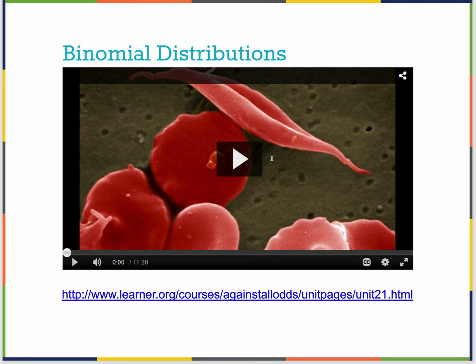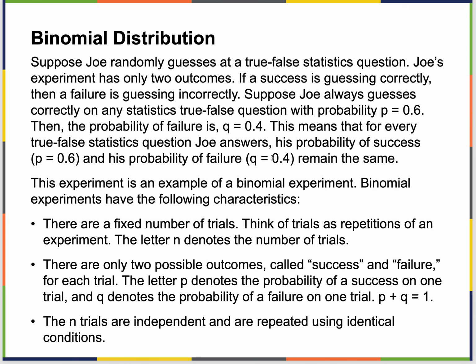So if you want to look at binomial distributions on that website, that learner organization, the link doesn't work, but if you actually go to learner organization and look at binomial distribution, you'll find it.